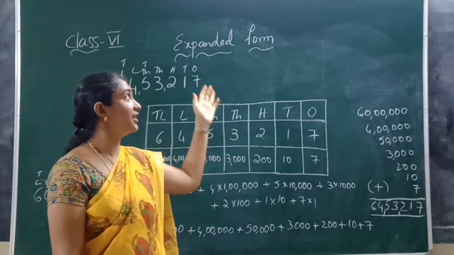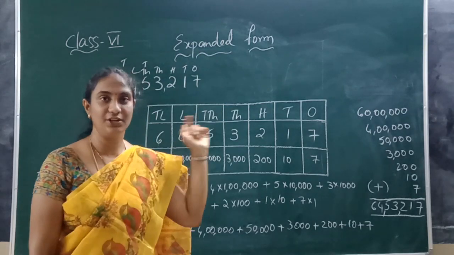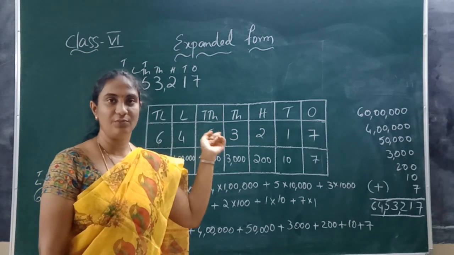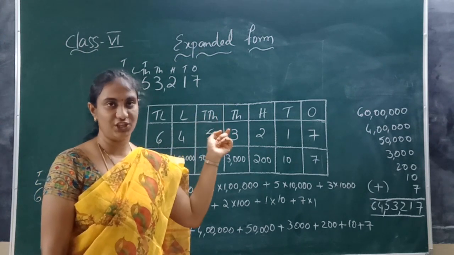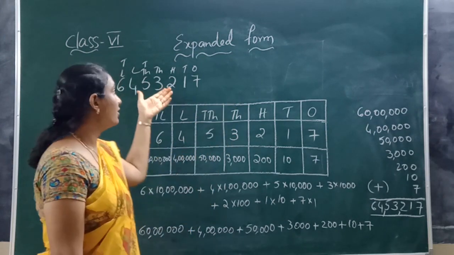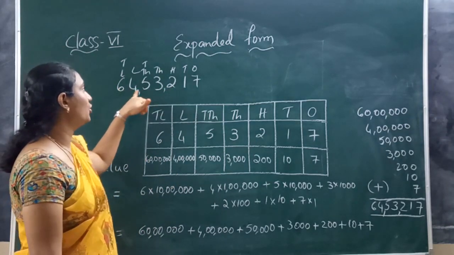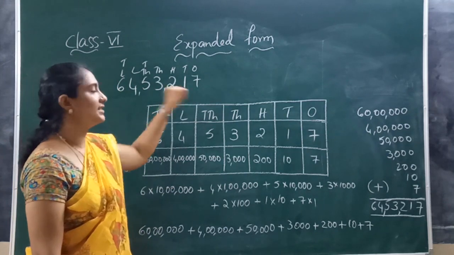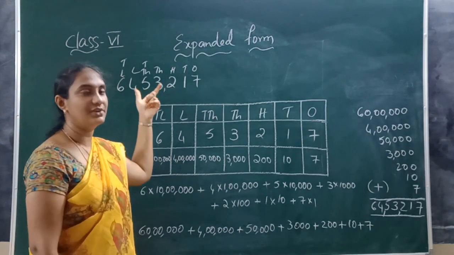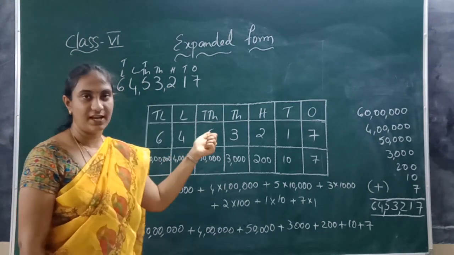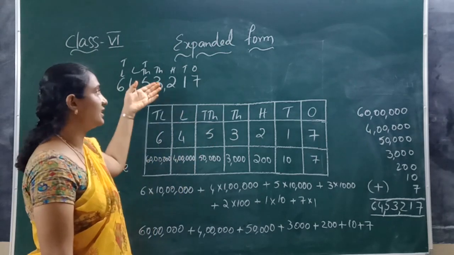Expanded form is also known as expanded notation. Now let us see one number. What is the number they have given? 6, 4, 5, 3, 2, 1, 7. With these digits, we ought to write the place values. So first let us write the place values.